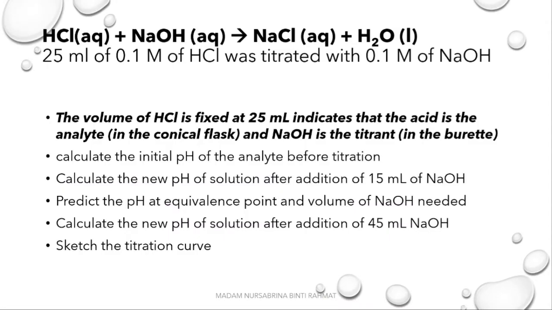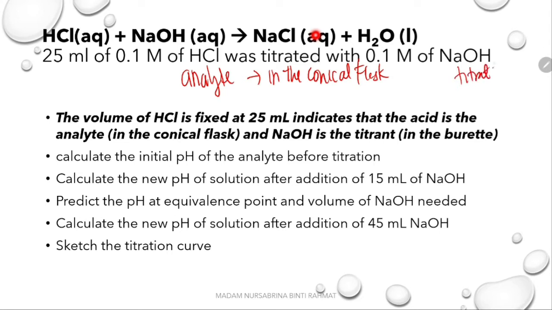This titration is between hydrochloric acid and sodium hydroxide, forming sodium chloride salt with water. I'm using 25 milliliters of 0.1 molar hydrochloric acid. The hydrochloric acid serves as my analyte, which means it is in the conical flask. Then we continue the titration with NaOH, which acts as my titrant.